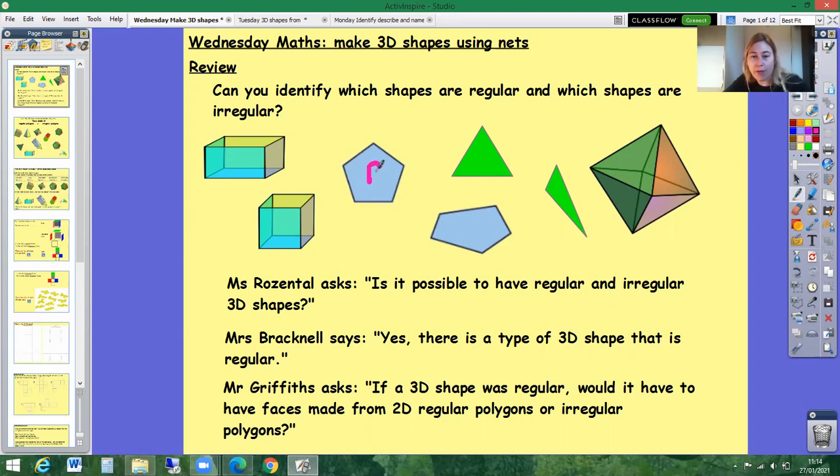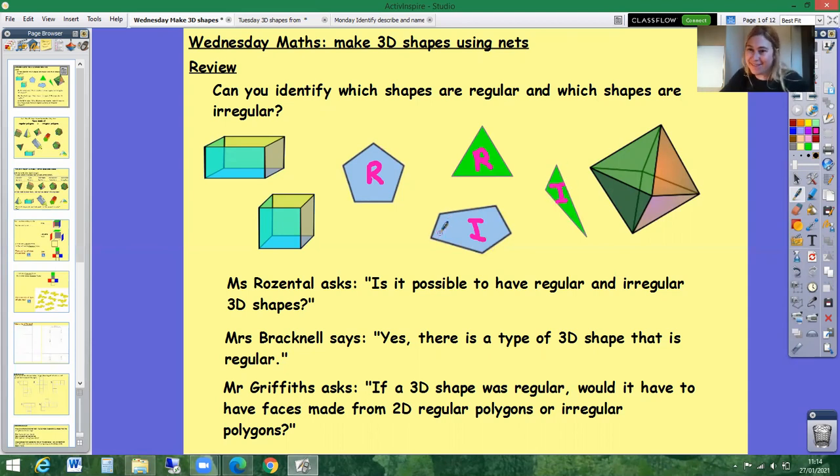So I'm going to write an R on there for regular. Now here is another pentagon, but this pentagon has got sides that are different lengths. So this one is irregular, so I'll put an I over that. And we can see that they look different. Looking at the triangles, I can see we've got an equilateral triangle here. All the sides are the same and all angles would be 60 degrees. So I'll put an R on that. And we've got a scalene triangle here. So this one is irregular.